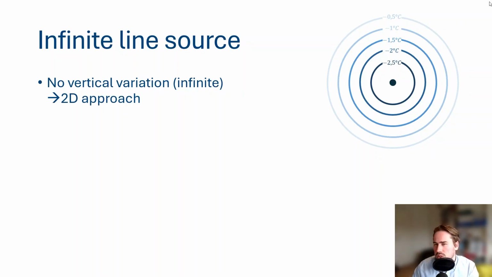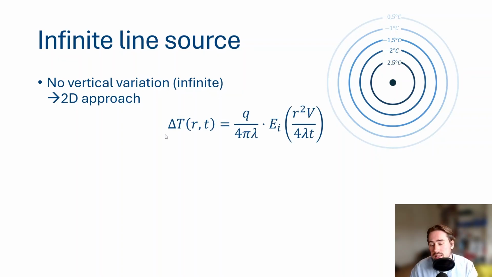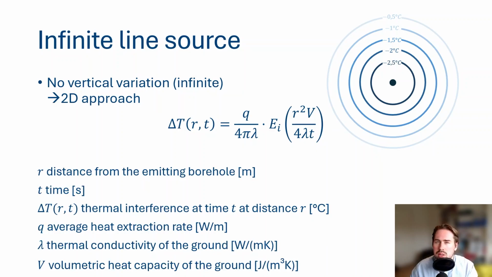And that's exactly what you see here on the right. So you have a borehole, and the further you go from this borehole, the less your thermal interference will be. And this is governed by the equation here. I will also pop up the different meanings. So what you see is the thermal interference. It depends on the radius. The further you are, the less influence you will see, and also in time. The longer you wait, the more influence there will be.